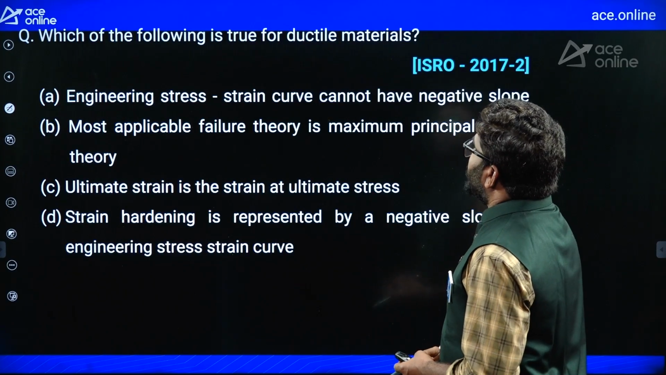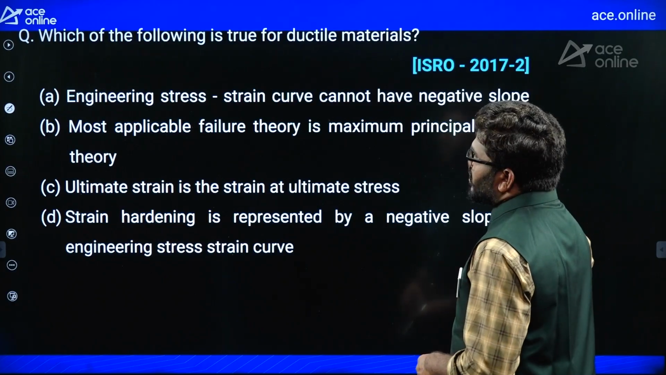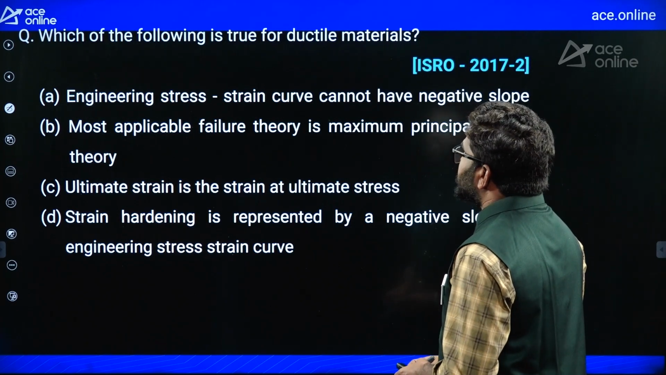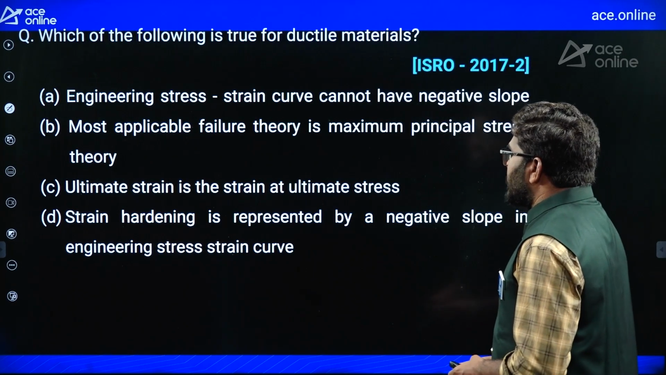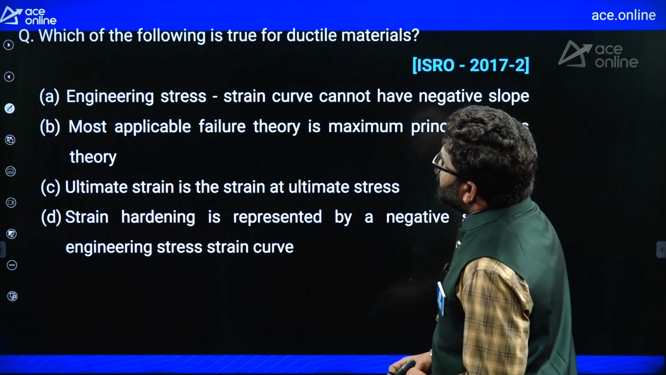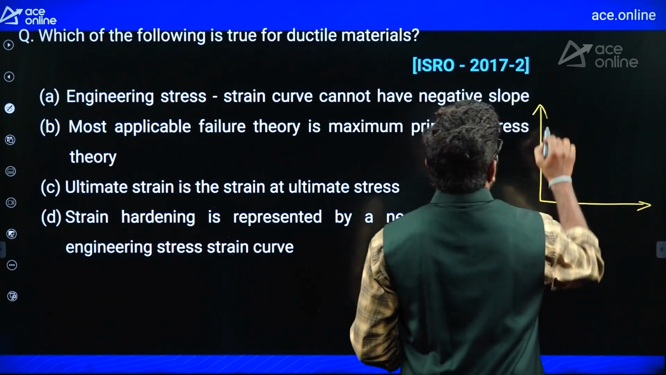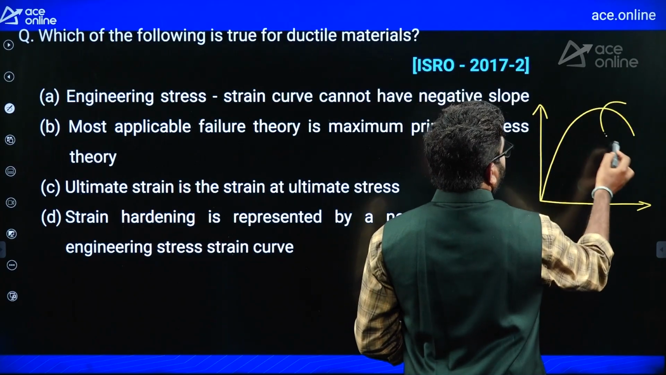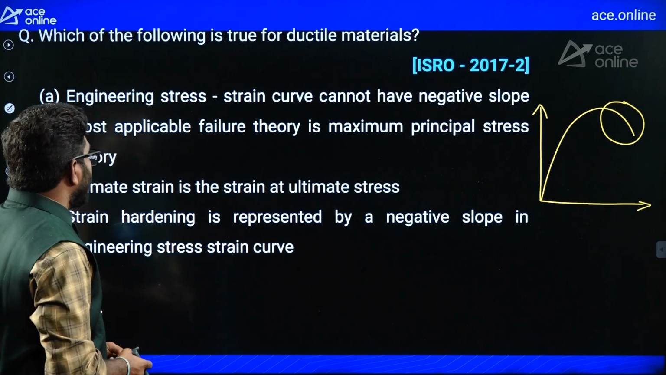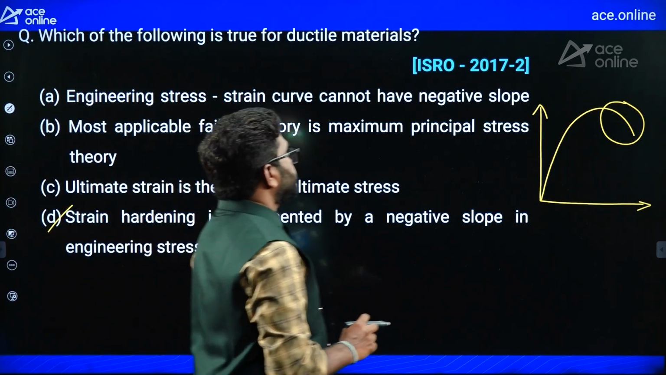Which of the following is true for ductile material? Engineering stress strain curve cannot have negative slope. Most applicable failure theory is maximum principal stress theory. Ultimate strain is the strain at ultimate stress. Strain hardening is represented by a negative slope in engineering stress strain curve. See, for a ductile material, if I consider, it is like this. A negative slope is there here. So strain hardening is represented by negative slope in the engineering stress strain curve. So D is the correct answer for this question.